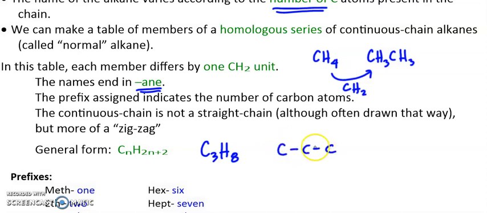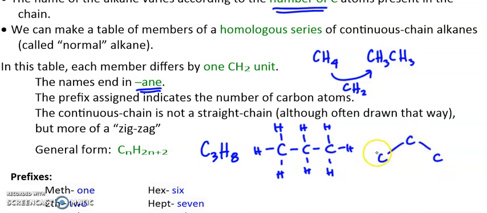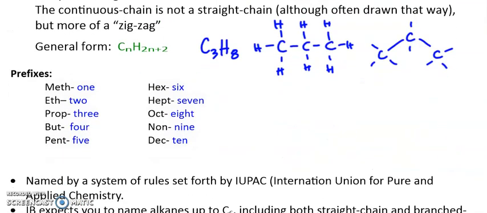This is typically how we draw it. 3 carbons, 1, 2, 3 hydrogens on this first one, 2 on the middle one, and then 3 on the third. So there's your 8 total. But really, if you built it, it would look like this with a kind of zigzag, and your H's would still be here.